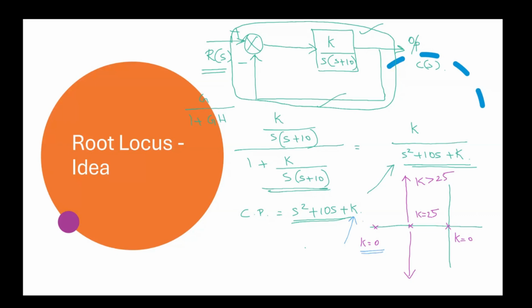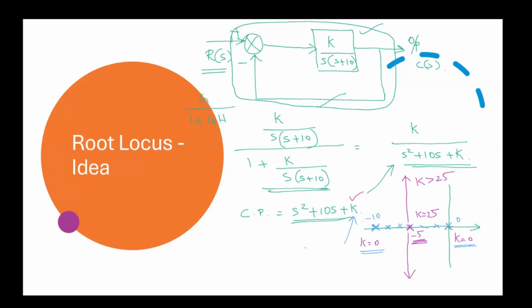Suppose the value of K is 0. Then the roots of this characteristic polynomial would have one pole here, another pole here. So at K equal to 0, we have two poles at the locations 0 and minus 10. And as the value of K is increased, say K equal to 1, we will have one pole here, another pole here. Similarly, at K equal to 10, we have one pole here, another pole here. And at K equal to 25, we have two poles at the location minus 5. So when K equal to 25, we will have two roots at the location minus 5.